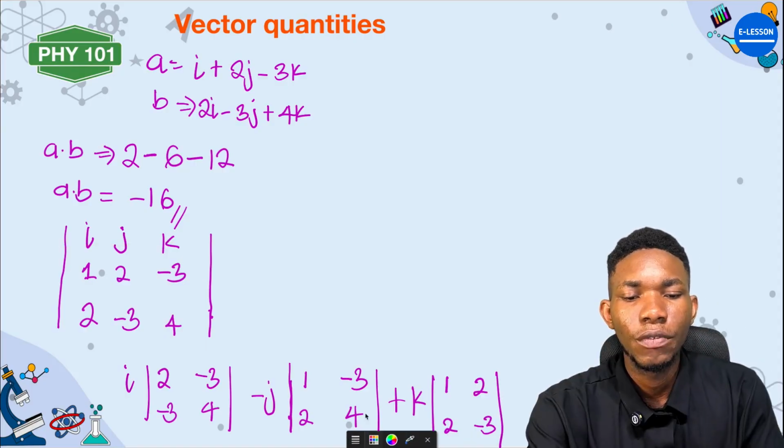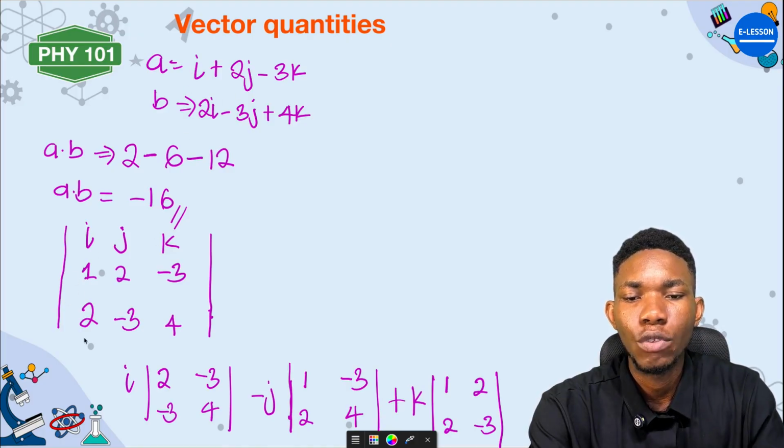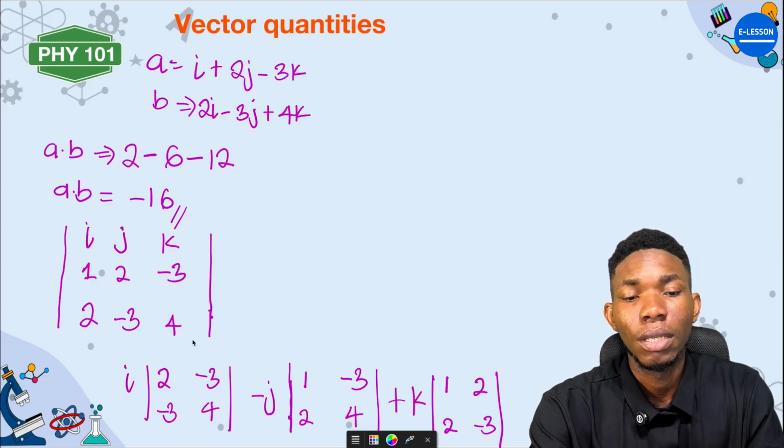So like we are saying, for A cross B, you do this. You write i, j, k. And then under i, for A, what do you have? 1. For B, what do you have? 2. Then under j, for A, what do you have? 2. For B, what do you have? Minus 3. Now, under k, for A, what do you have? Minus 3. And then 4. Is that okay? Now, my dear student, this is what you have.